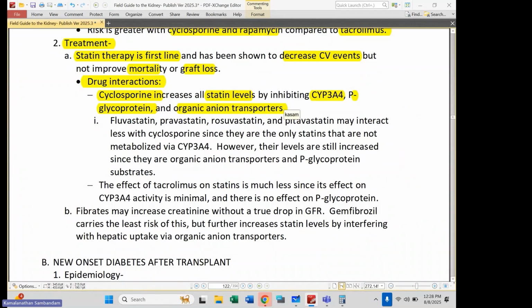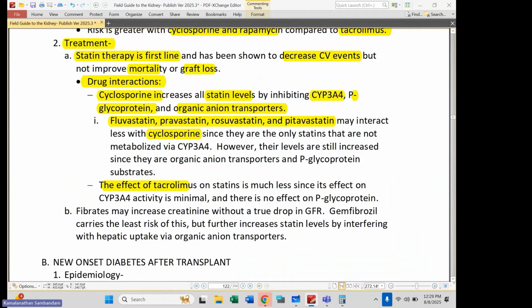If you want to reduce the interaction, you can choose statins that are not metabolized by the CYP3A4 system. The ones that are most commonly used are Crestor, rosuvastatin. Pravastatin is much less potent than Crestor. Pitavastatin is the most potent statin, but is not in common use. But remember again, still there will be an interaction with cyclosporin through P-glycoprotein or organic anion transport processes. Okay. The effect of tacrolimus on statins is less.